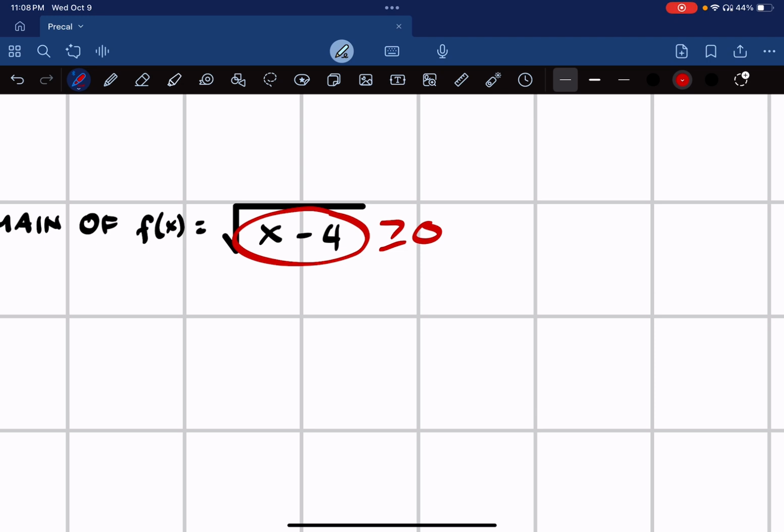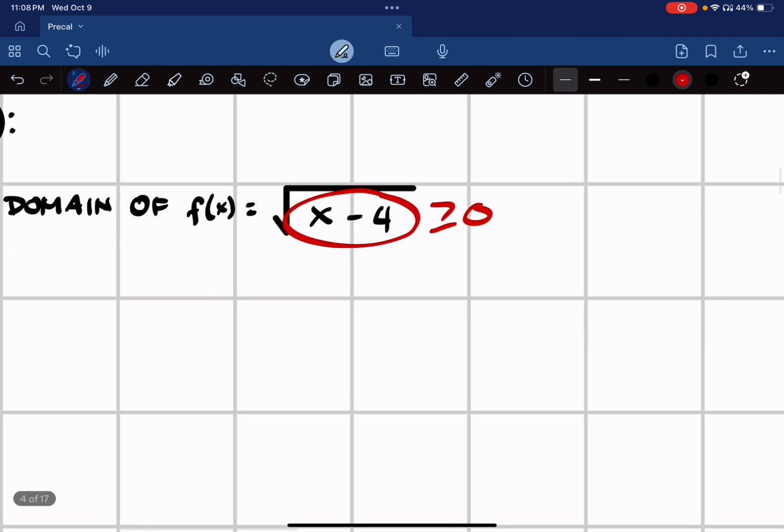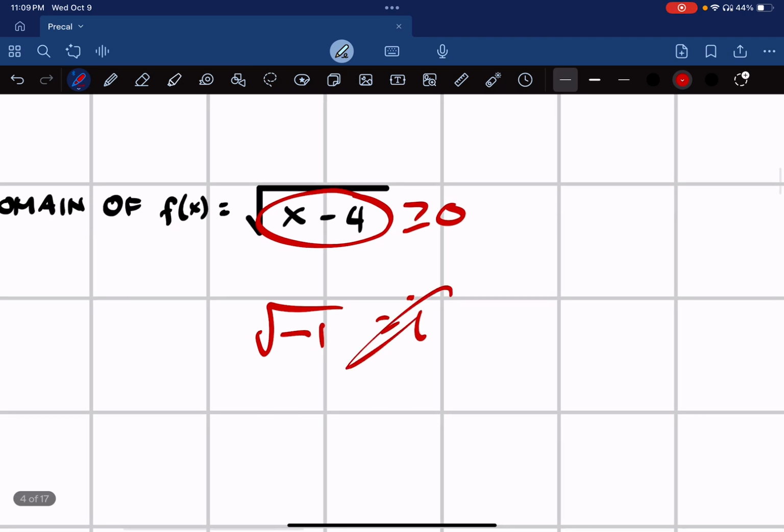Why? Because anything less than 0 is negative, and there is no square root of a negative value. I guess it becomes an imaginary number, but that's not our concern since we are only dealing with real numbers, not complex numbers. That's why the square root of negative numbers is a no-no. Why is it that 0 is included?